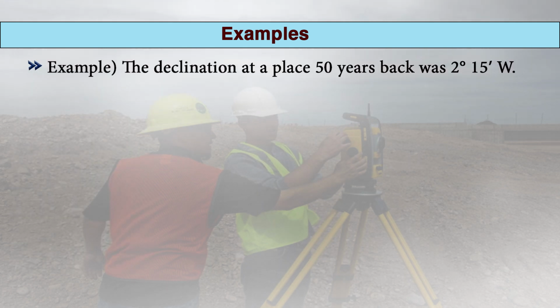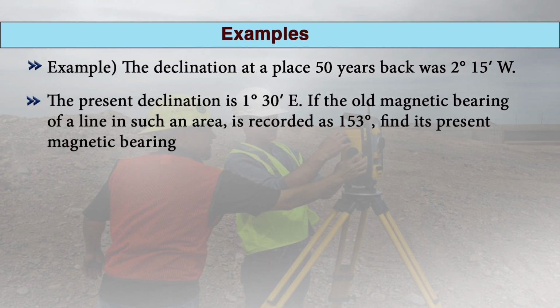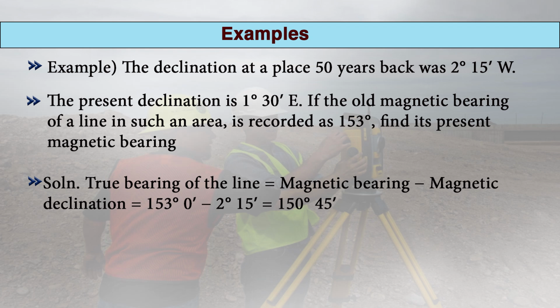In the last example, the declination at a place 50 years back was 2 degree 15 minute west. The present declination is 1 degree 30 minute east. If the old magnetic bearing of a line in such an area is recorded as 150 degree, we have to find the present magnetic bearing. To find the present magnetic bearing, first we have to find the true bearing of the line at that time. So, the true bearing of the line is equal to the magnetic bearing minus the magnetic declination. So, it is equal to 153 degree minus 2 degree 15 minute.